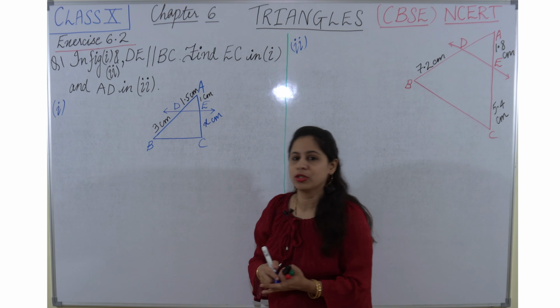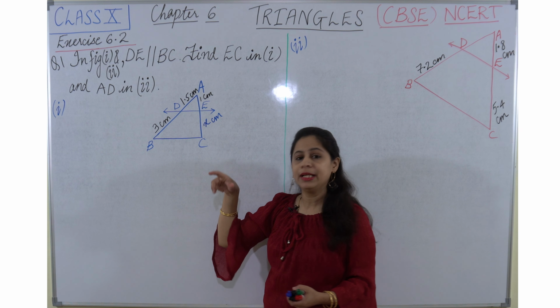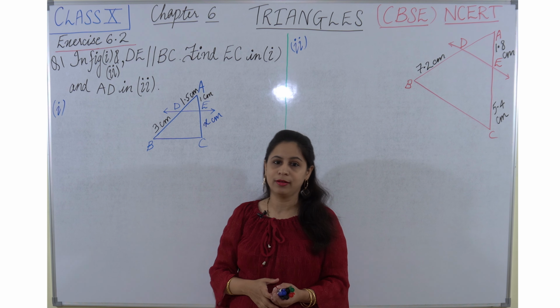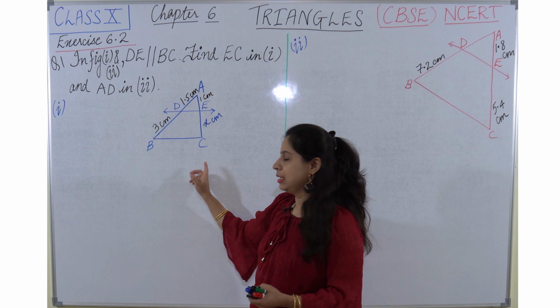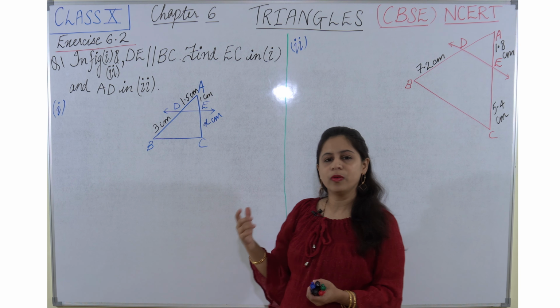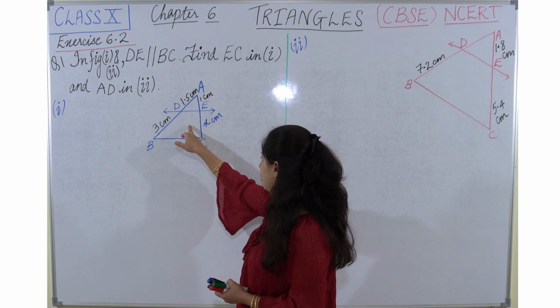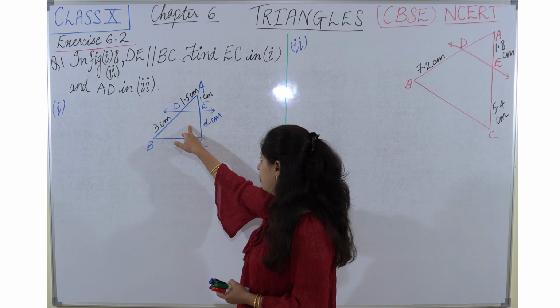Now here a condition is given to us that DE is parallel to BC. Whenever DE is parallel to BC, the basic proportionality theorem will be applied, because DE is parallel to BC and D and E are the points which are cutting the other sides of the triangle. The triangle ABC is taken over here. So we will be applying the basic proportionality theorem over here. Let us write down what all things are given to us.